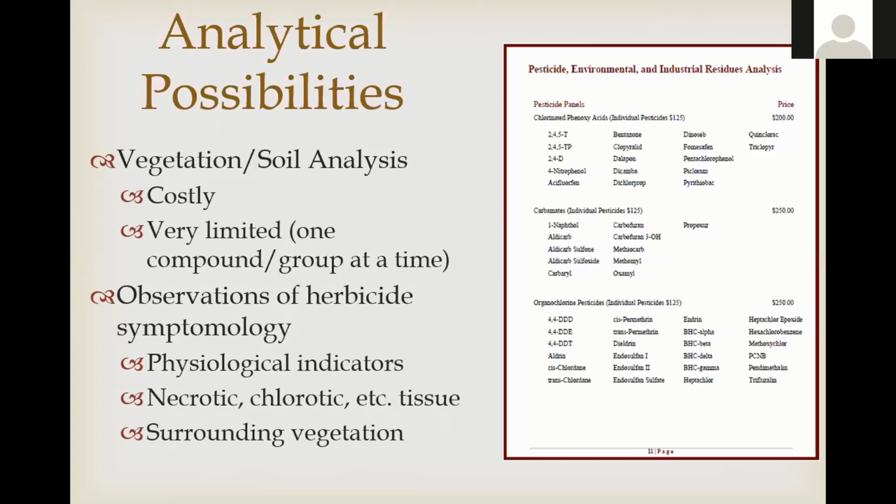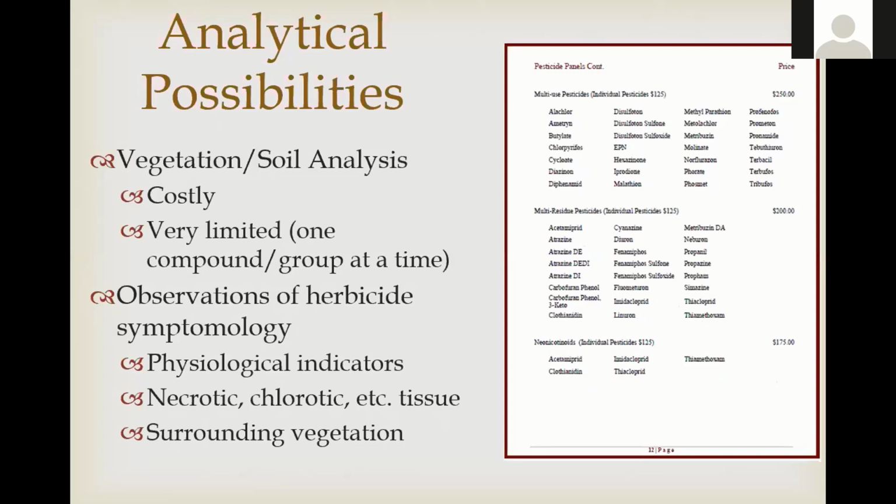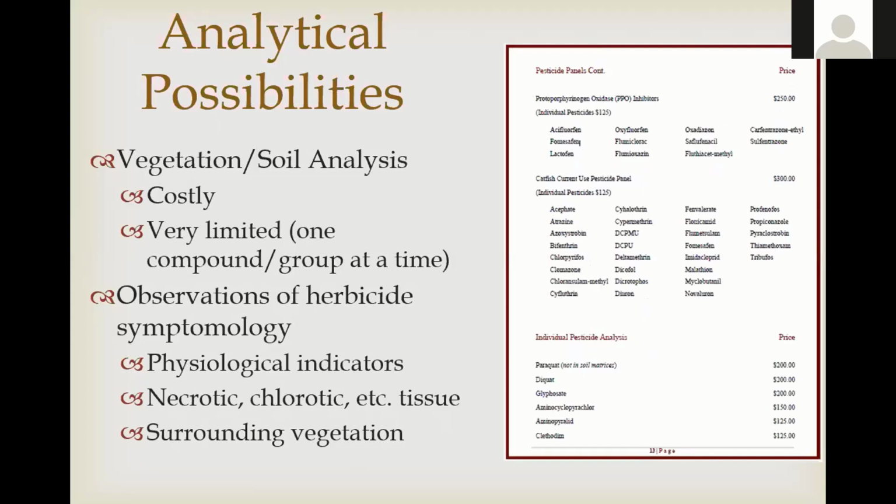There are lots of different panels, and some of these will capture the different types of herbicides. And then when you really get into the nitpicky, some of those are not listed in those panels, and you have to test for them individually. So you go out and you see a tree that has epinastic growth, chlorosis, necrosis, terminal buds popped off the ends of the branches, and you have no idea what happened.